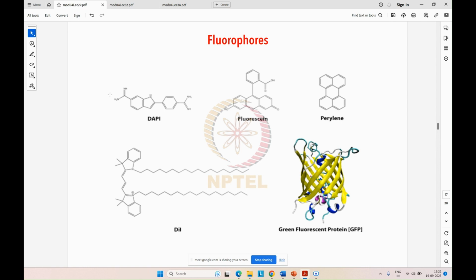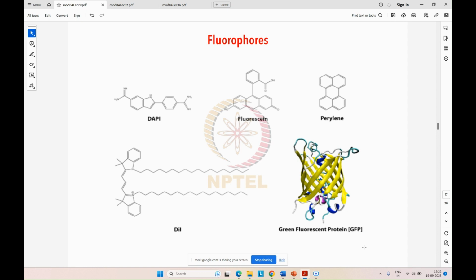Dil is something that you use to stain for liposomes. So liposomes are basically vesicles, the membrane of which is made up of lipids.